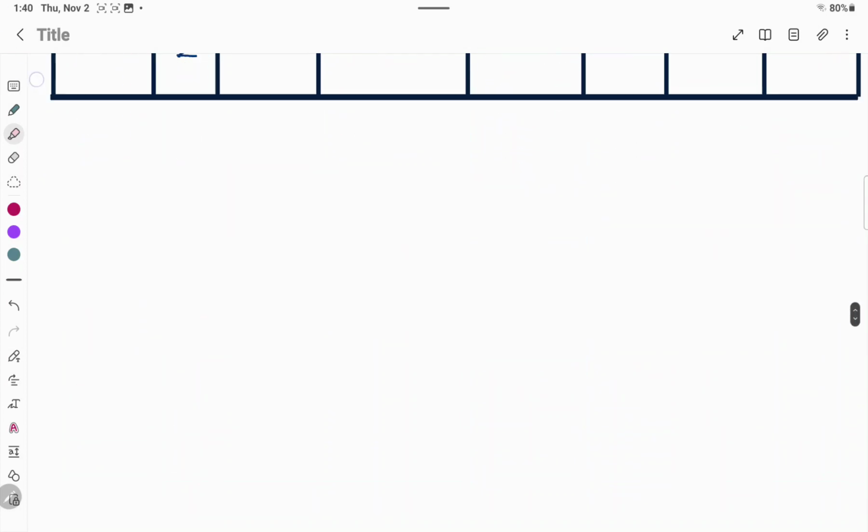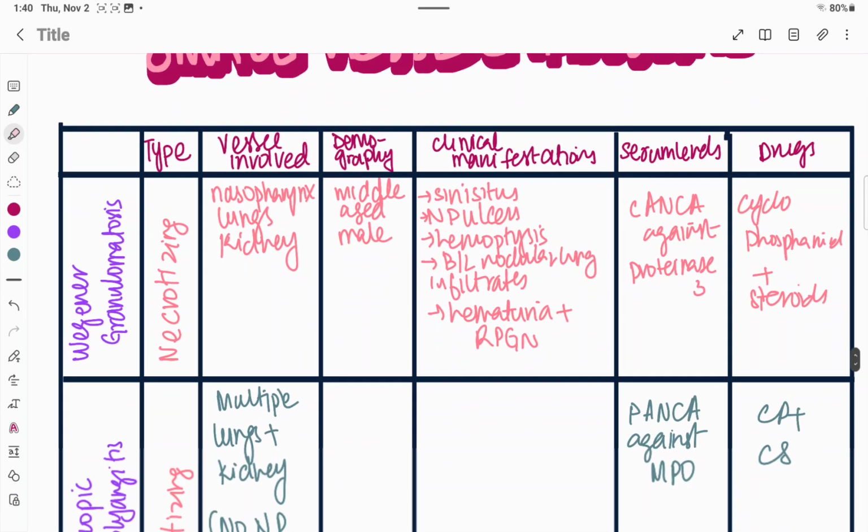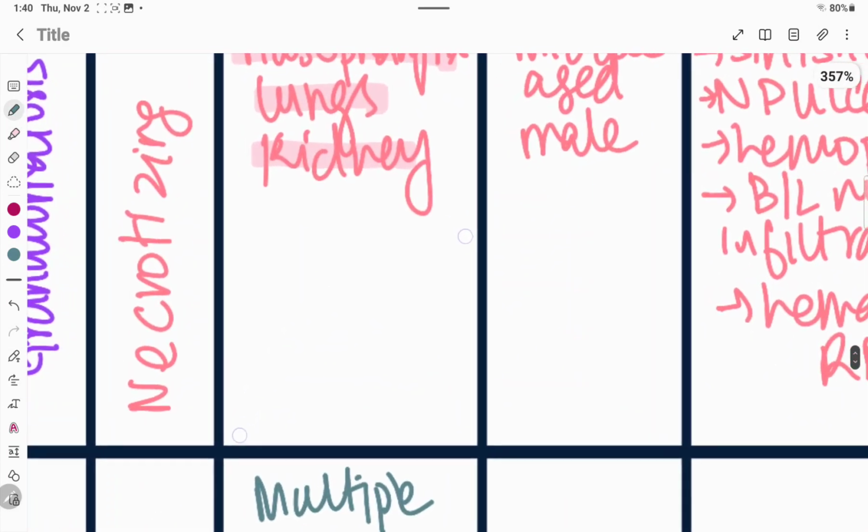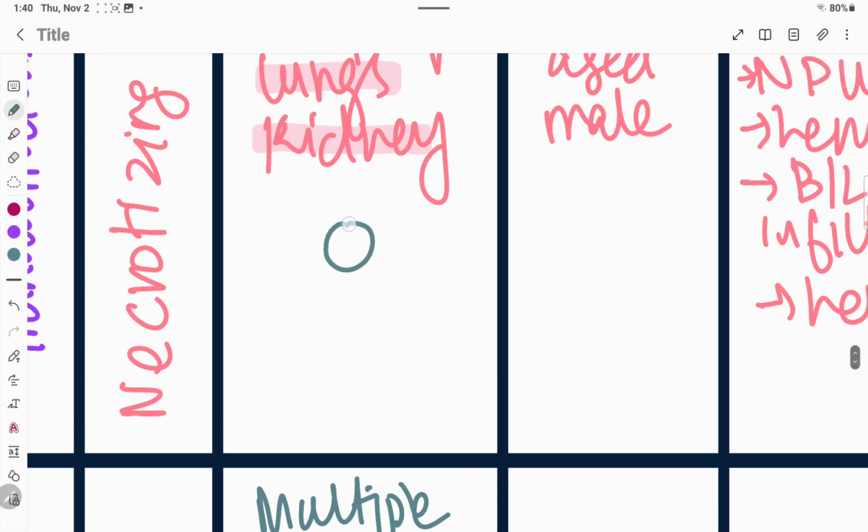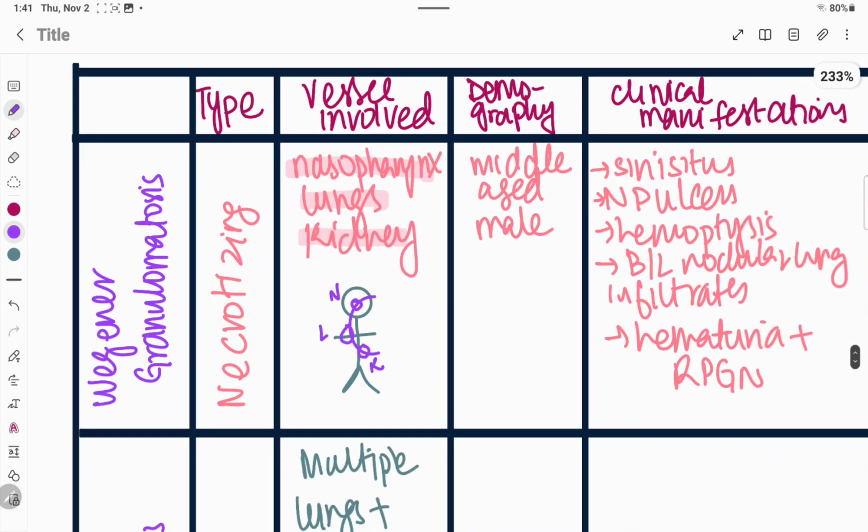See, so easy. Now let's do small vessel vasculitis. The first is Wegener's granulomatosis. That is the necrotizing type. Vessel involvement is nasopharynx, lungs and kidney. Hussein Sattar gave a very nice mnemonic, and I will also go by that mnemonic because why not? In this he draws a stick man and writes a C. In this C you see that the nose is involved, the lungs are involved, and the kidneys are involved. So nasopharynx, lungs and kidneys.